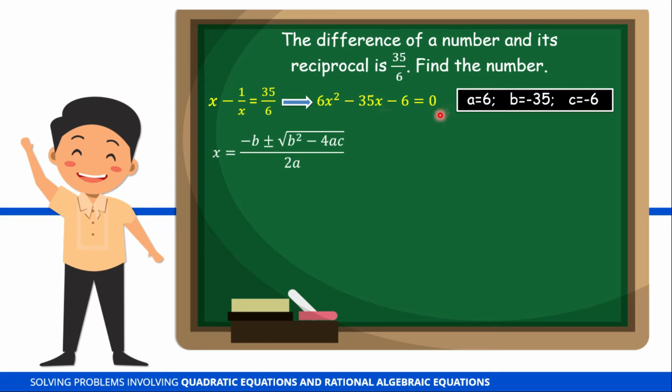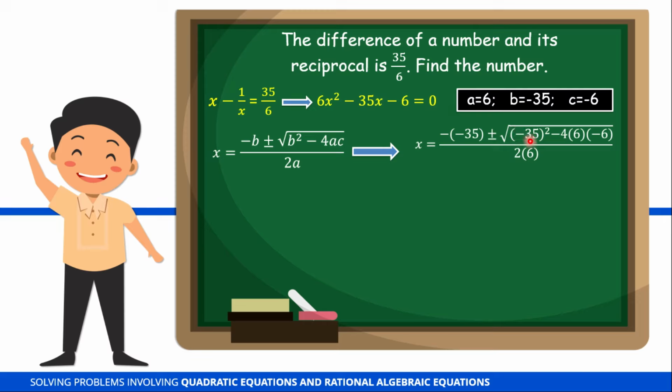Identify the values of A, B, and C. Ang A natin ay 6, ang B natin ay negative 35, at ang C natin ay negative 6. Substitute natin yan dito sa ating mga coefficients na A, B, and C. So from here, negative B, magkakaroon tayo ng negative, tapos times negative 35 because B is negative 35. Positive negative square root of B squared, which is negative 35.